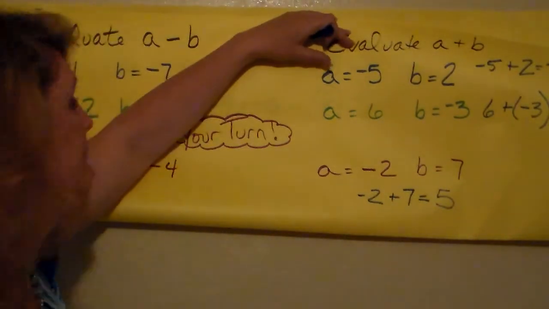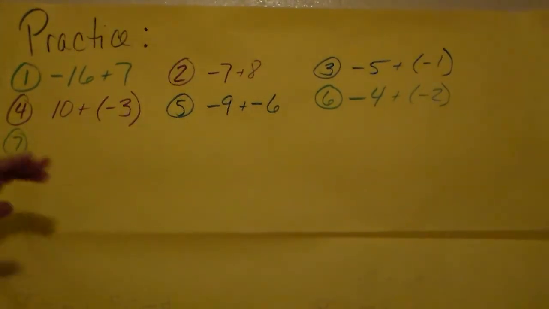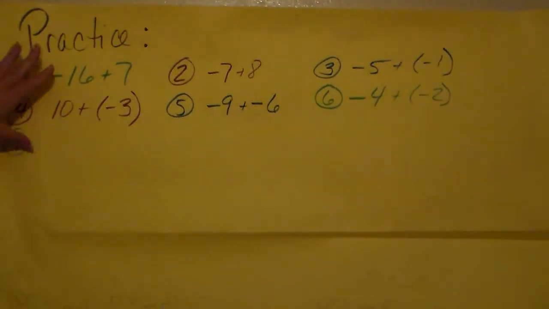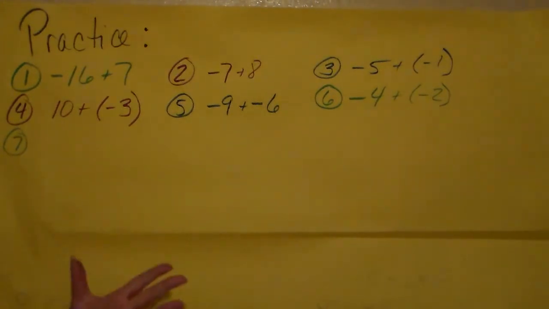Did you get it? I hope so. All right, so here's your practice. You have 6 addition problems with various positive and negative numbers. Copy them down. Put stars by everything that you're good at.